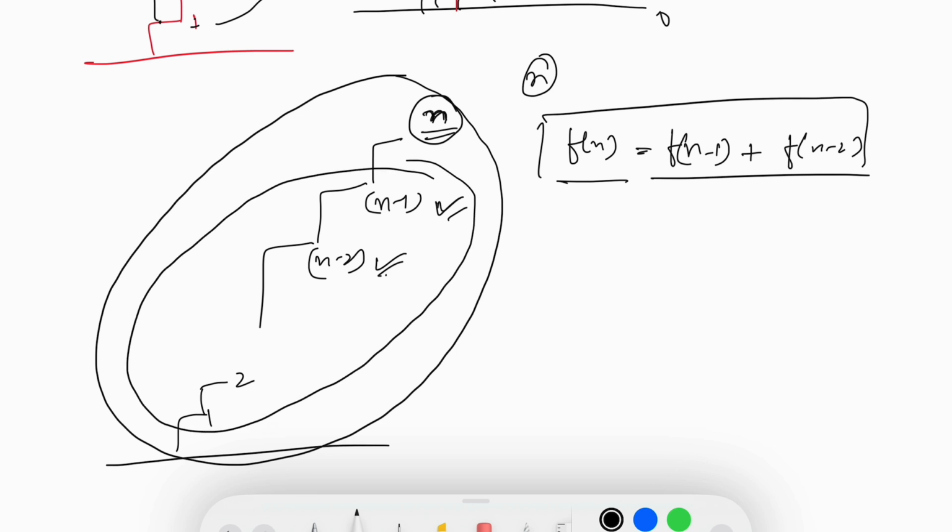This is the smaller one, n minus 1. This is the smaller one, we have to reach n minus 2. And this is the smallest, we have to reach the first floor. For that we only have one way.